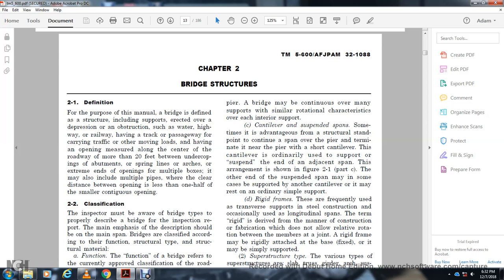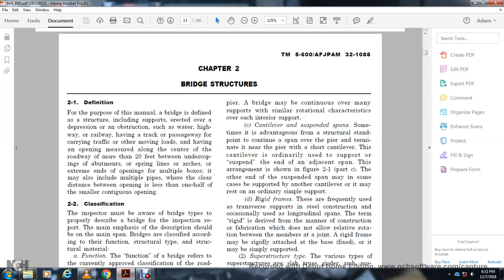Cantilever and suspended span. Sometimes there is a structural advantage in continuing a span over the pier with a terminal near the pier, with a cantilever. The cantilever is ordinarily supported with the suspended span at the end of the adjacent span, with the arrangement shown in Figure 2.1, Part C, with the other end of the suspended span. Mainly in some cases, the support of another cantilever may rest on an ordinary simple support.